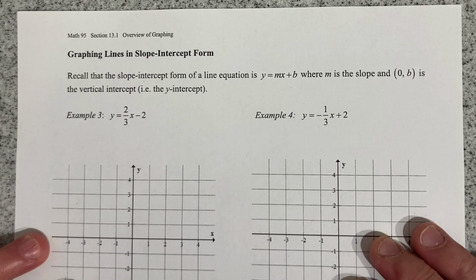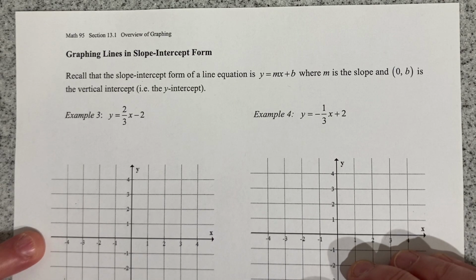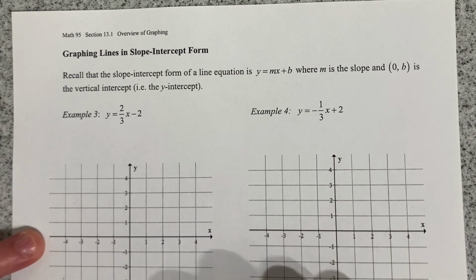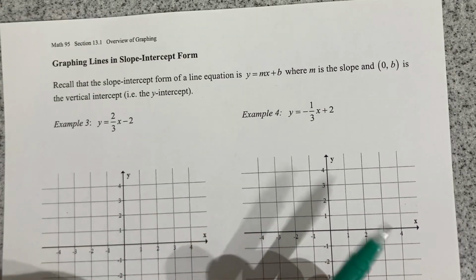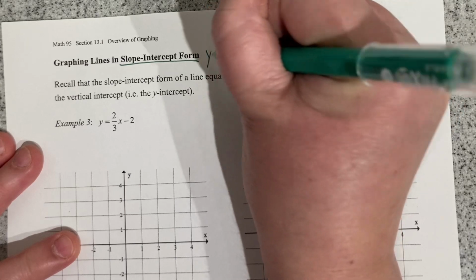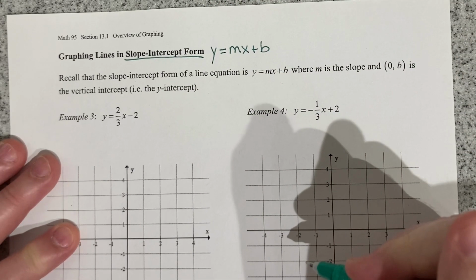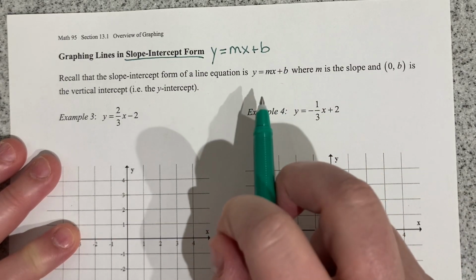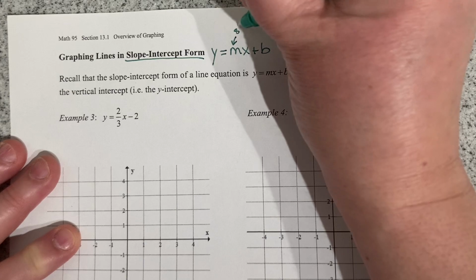Well, plotting points always works, but if we know more about functions, graphs can get easier. So we are going to review slope-intercept form of a line. And what that means is y equals mx plus b, which we've almost definitely heard of, but maybe have forgotten what that means. So here, the m, the number in front of x, is the slope.